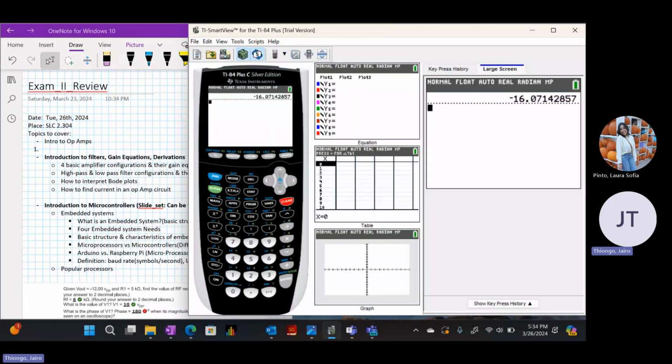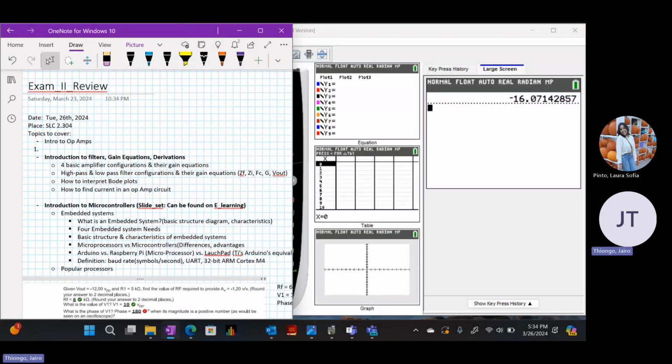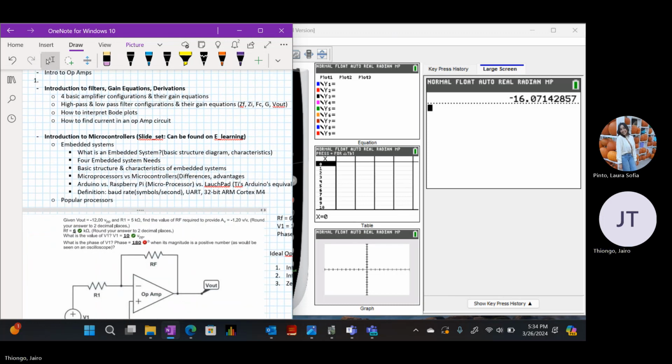I will be conducting the EECE 1202 Exam 2 review. This exam covers topics from the first exam. After the first exam, the class covered Introduction to Filters, gain equations, and derivations. They also covered Introduction to Microcontrollers, and the professor will be testing them mostly on these two topics. Based on the fact that we have limited time, this is what I'll be able to go over. So mostly I will go over the filters, gain equations, and derivations.